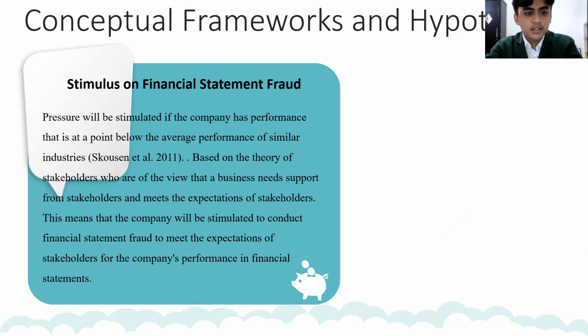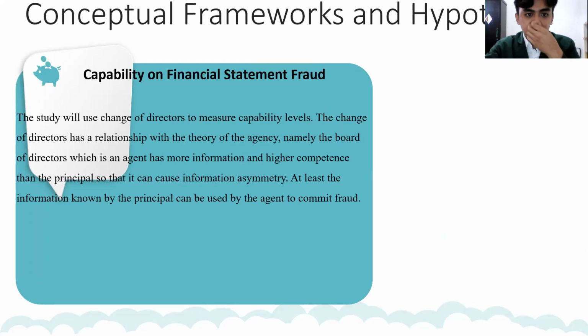This is the stimulus on financial statements based on the theory of stakeholder, where the view is that the business needs support from stakeholders and must meet the expectations of stakeholders. Capability on financial statement fraud, the study will use change of director to measure capability level. The change of director has a relationship with the theory of agency, namely the board of the director, which has more information and higher competence than the principal.